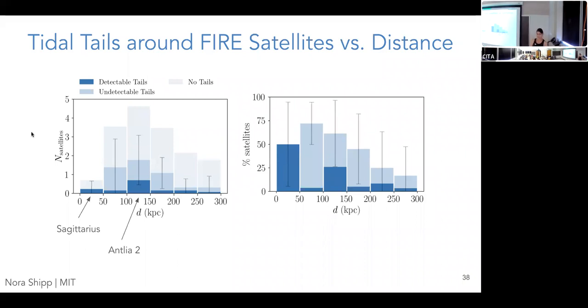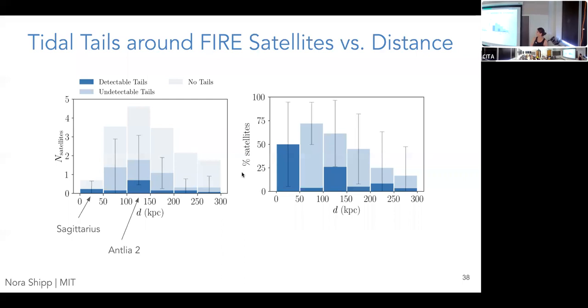Another prediction is for tidal tails around satellites. Here I'm showing, in distance bins from the center of the host galaxy, the number of satellites with detectable tails, undetectable tails, or no tidal tails. Dark blue are the ones with detectable tails. The middle blue are ones that have tidal tails but are undetectable, so would be mistaken as intact satellites. And the lightest blue is the number with no tidal tails. The error bars here are just the scatter between those 13 simulations.